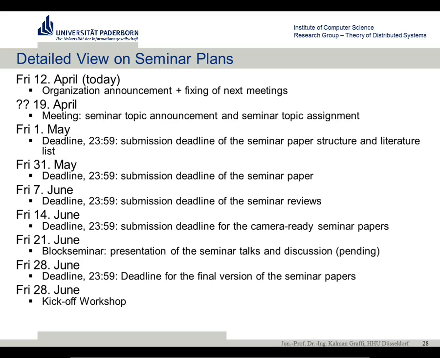Okay, then in 1 month after that, the submission deadline for the seminar paper. So 1 month you have to get all the content together, write a paper about it, and finish it. Okay, then the next day, 1st of June, you will get 3 other papers that you have to review. And you have time until 7th of June.